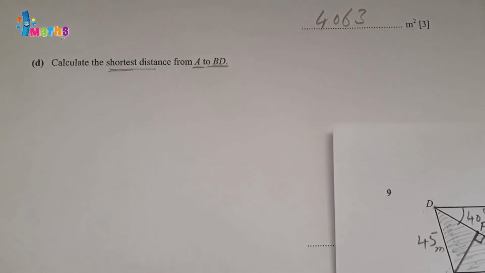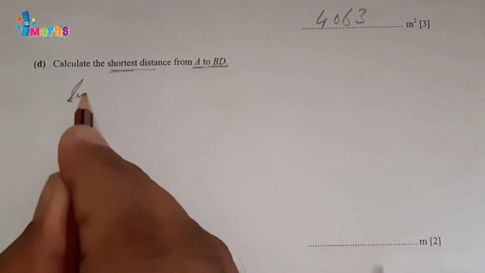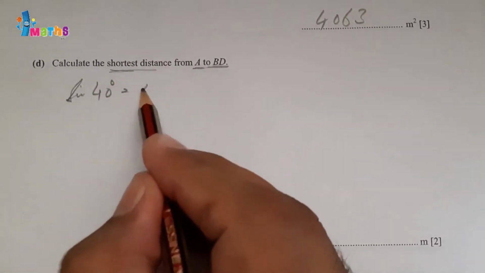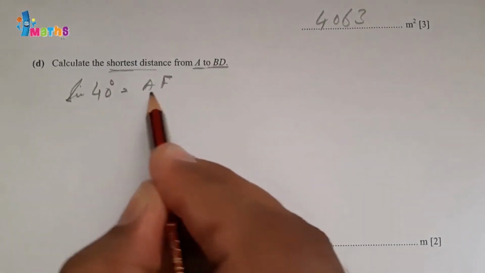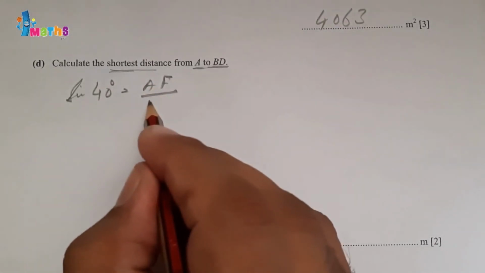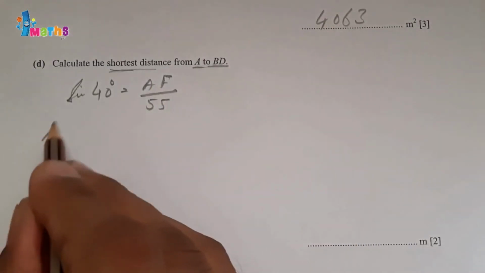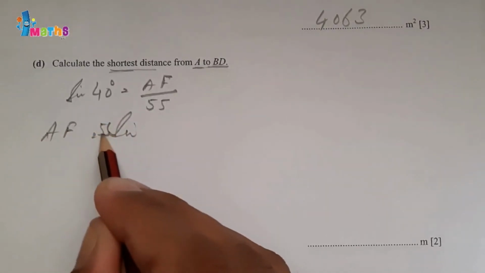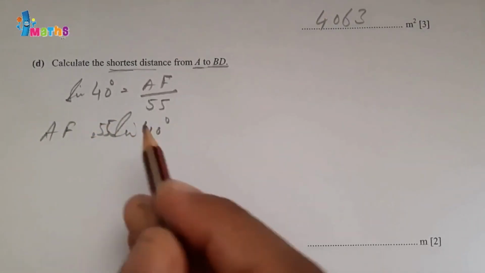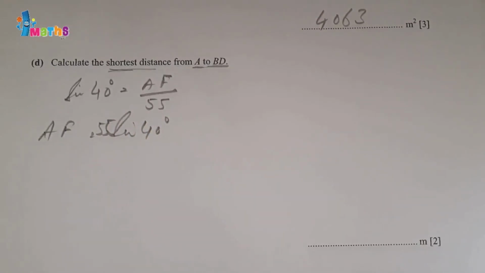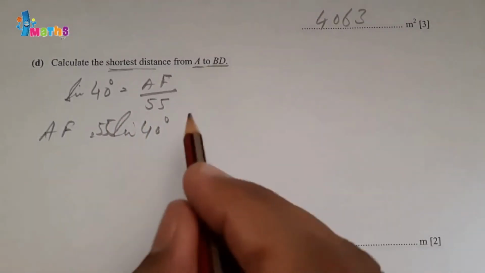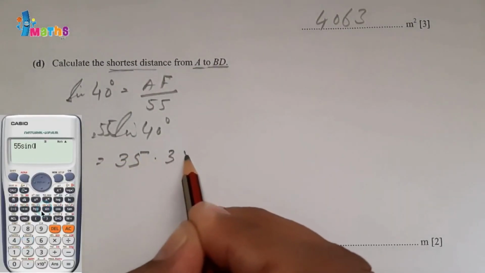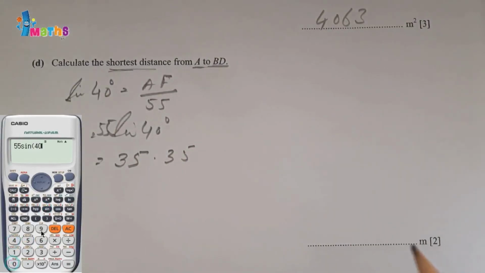So I will write down sine of 40 degree will be equal to shortest distance, which is AF, which is required, over 55. So distance AF will be equal to 55 sine 40 degree. 55 sine 40 degree will be 35 point. If we check with the calculator, we will get 35.35, or we can write 35.4.